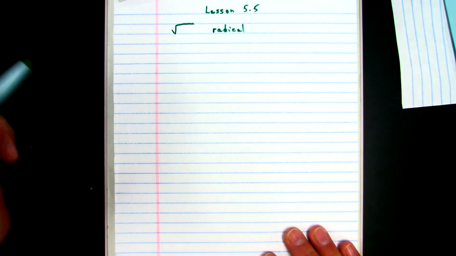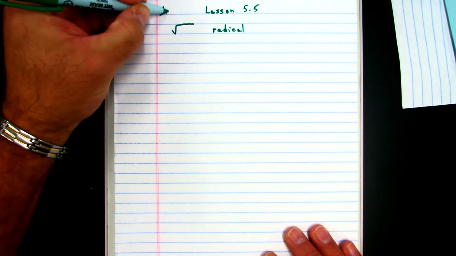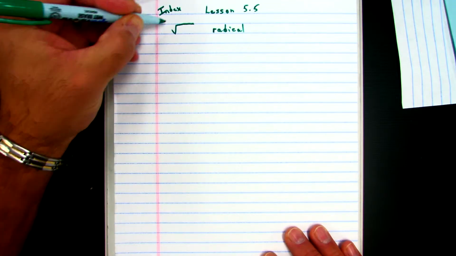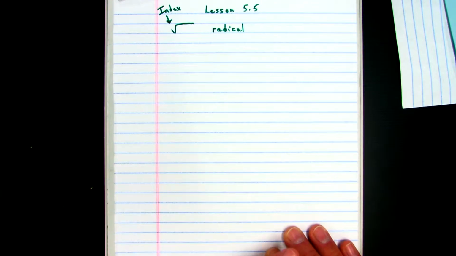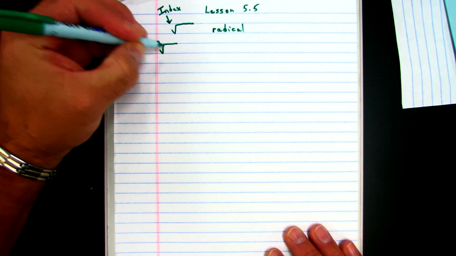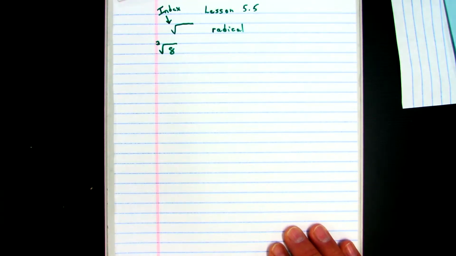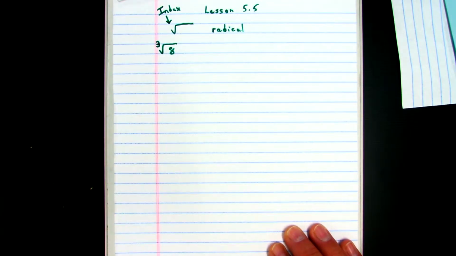Now, vocab. You also have to understand there's something called an index. And an index is located on the outside of the radical. It's usually right in the front. So if I were to give you a sample one, this would be called the cube root of 8. Notice you don't read it as a square root because it's not a square root. It's a cube root now.